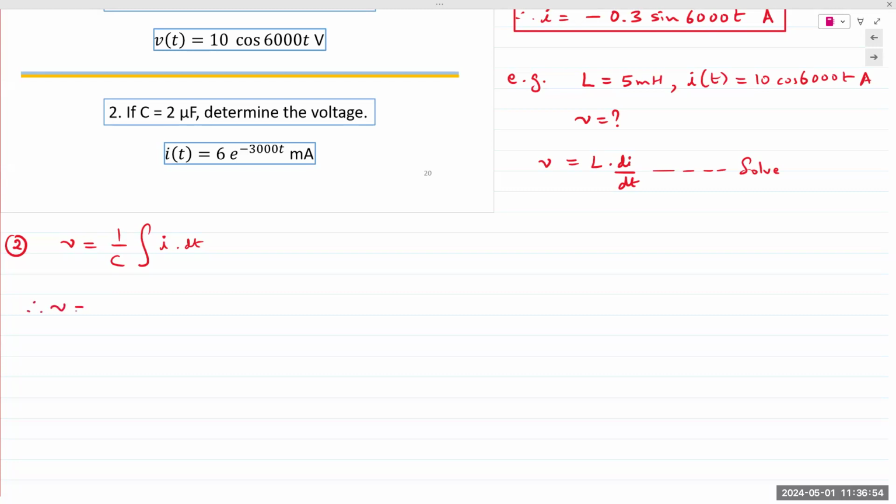You plug the values in. V is 1 over 2 into 10 raised to minus 6, integral from 0 to t, 6 times e raised to minus 3000 t into 10 raised to minus 3. You have to pay attention to the units. It's milliamps, so you have to take that into account. All right, we solve this, right?